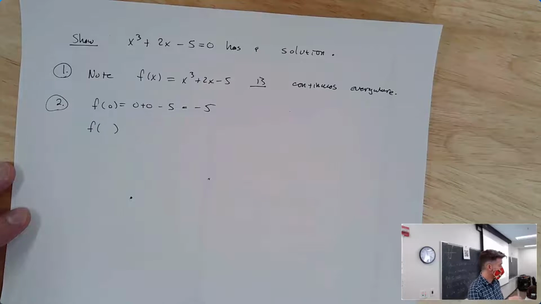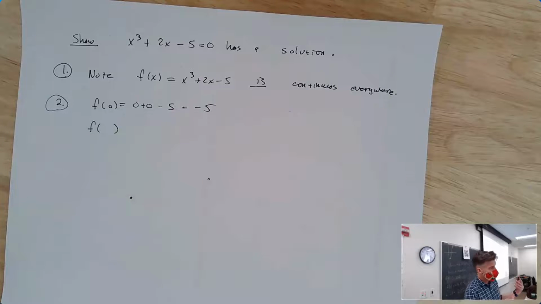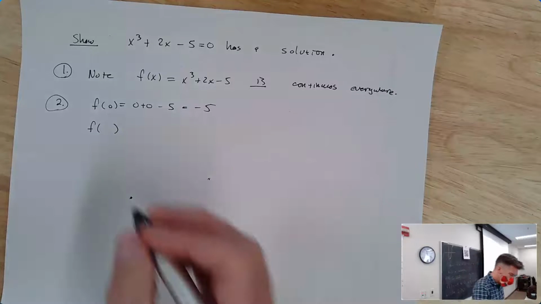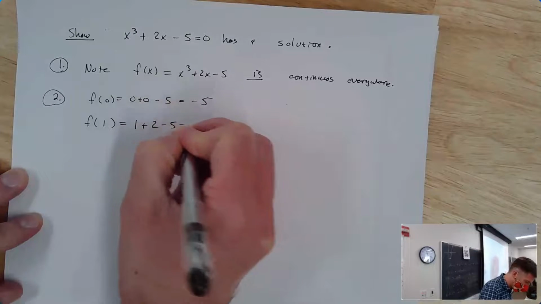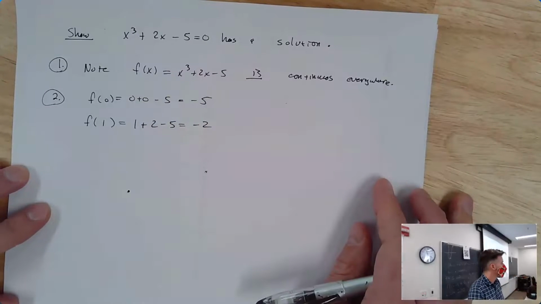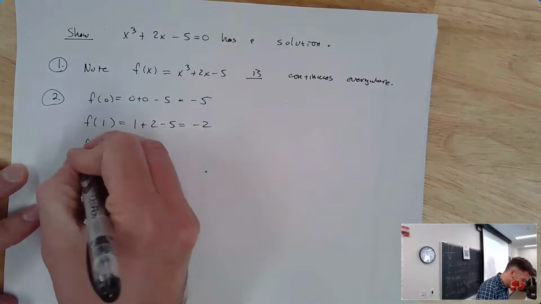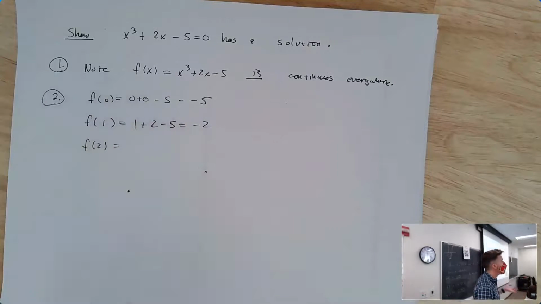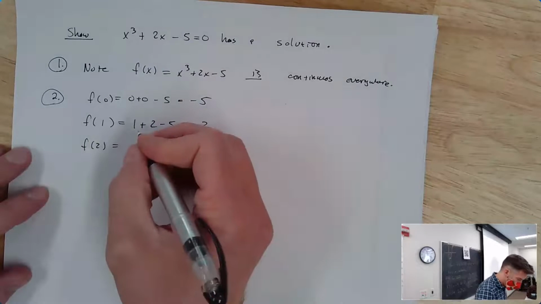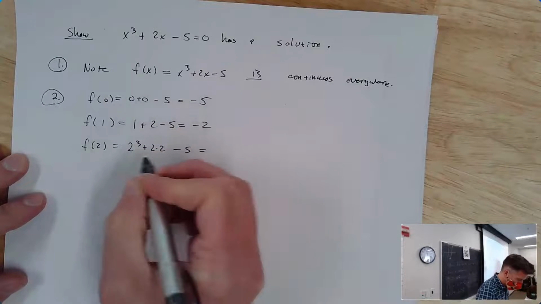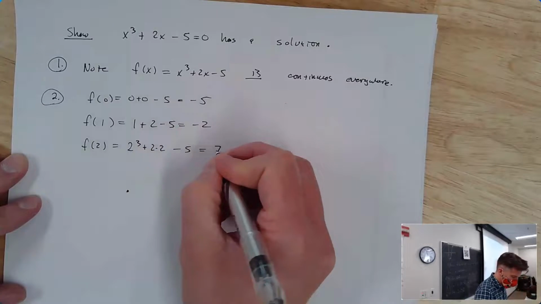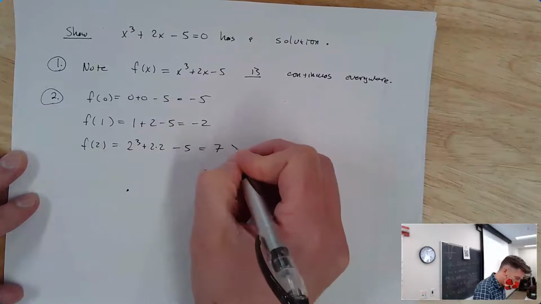Like any number that's bigger than 0. Tell me one. Sure, f of 1. Excellent. So plugging in 1, I get 1 plus 2 minus 5, which is, oh, it's still negative. Let's try the next one. Let's try 2. So basically, keep trying stuff until you get something that's on the opposite side. Try 2, I'm going to get 2 cubed plus 2 times 2 minus 5, which is 8 plus 4 minus 5, which is 7, which is greater than 0.